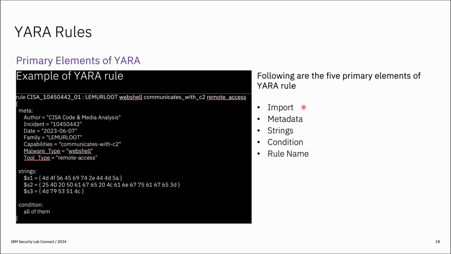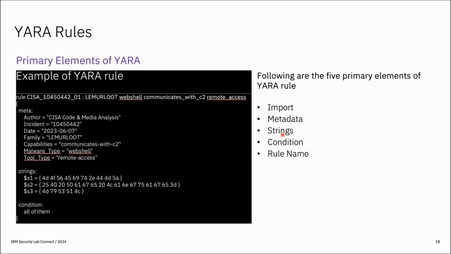The 5 primary elements of YARA rules are: the first is import. In YARA, the import section allows a rule to utilize external modules that increase its capability. These modules provide additional functions or methods, enabling the rule to access and evaluate data types or structures that are not natively supported by the YARA standard. Next is metadata. A YARA rule can include a metadata section which provides additional information from the rule's author, such as source, description, date, etc.